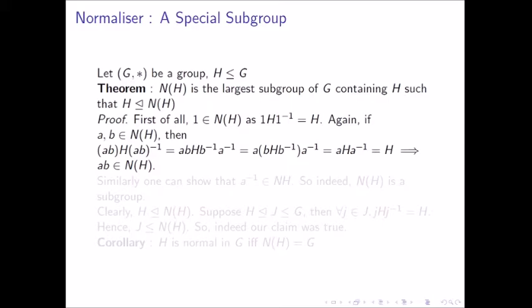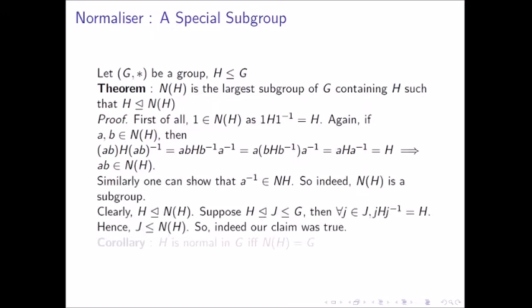First of all, 1 is an element of N(H), as 1H1⁻¹ is equal to H. Again, if a and b are elements of N(H), then ab turns out to be an element of N(H). So indeed, N(H) turns out to be a subgroup. Clearly, as we discussed, by definition, H is normal in N(H). So suppose H is normal in J, which is a subgroup of G. Then by the definition, it turns out that J is a subgroup of N(H). And now we know that N(H) is a group, so J is a subgroup of N(H), not just a subset. So indeed, the claim that it's the largest subgroup of G containing H such that H is normal in it is true. This supports the fact that H is normal in G if and only if N(H) is equal to G.